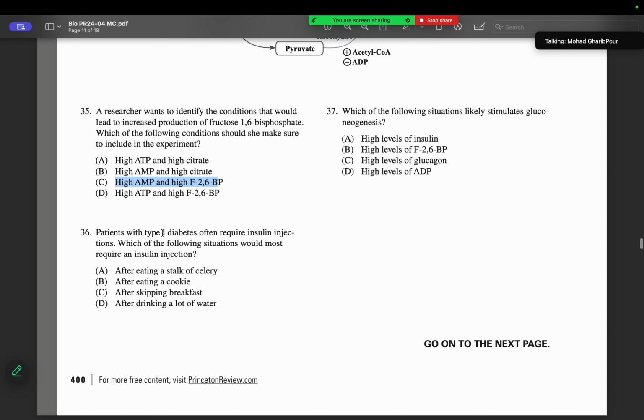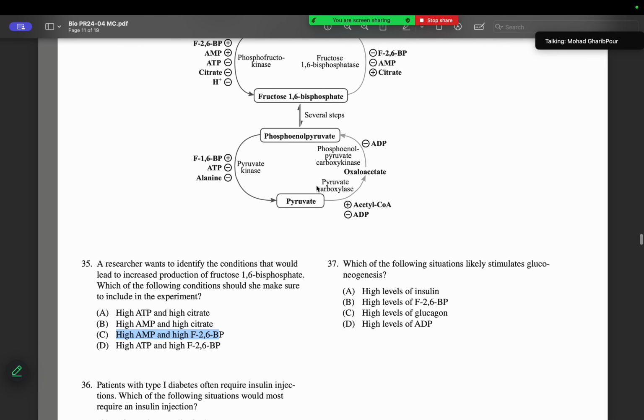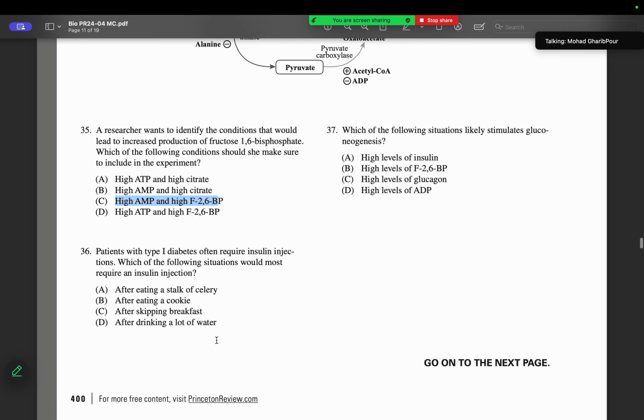36. Patients with type 1 diabetes, so that's the production, they have issues producing insulin, often require insulin injections. So that kind of makes sense because you can't produce insulin, so you just inject insulin so that your body actually has insulin. Which of the following situations would most require an insulin injection? After eating a stalk of celery. So right away when you're reading this, you need to think of a situation that has the highest sugar spike.